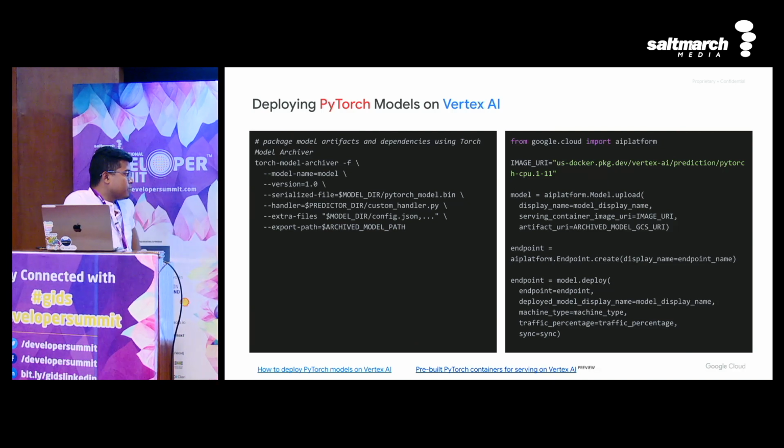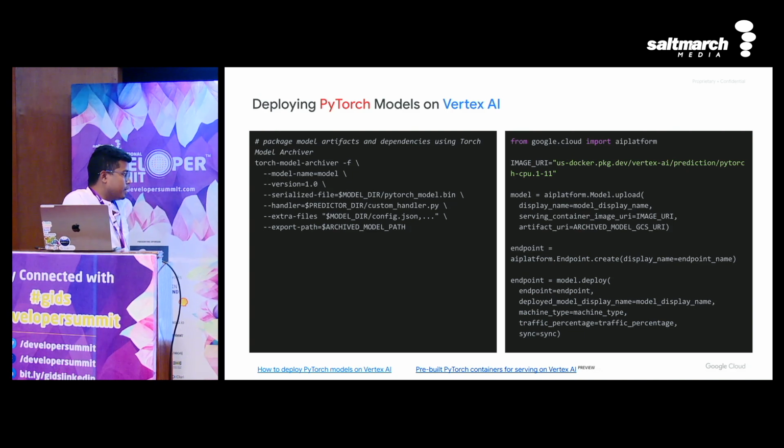Once that is done, you can then call model.deploy, and here you can pass on the endpoint that you have created, the model endpoint name, what kind of machine you want, and also the traffic percentage, right? If you want to do a canary deployment, where you already have a model in deployment, you can configure it such that 10% of traffic comes to this new model, but the rest of the traffic goes to the old model. So you can configure it right here.